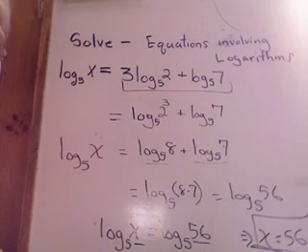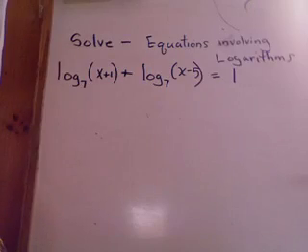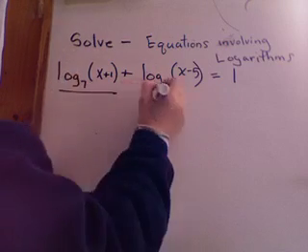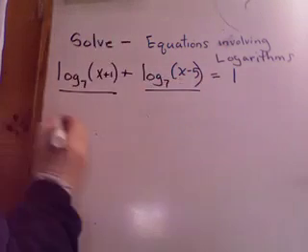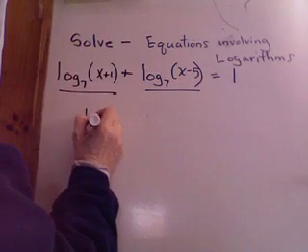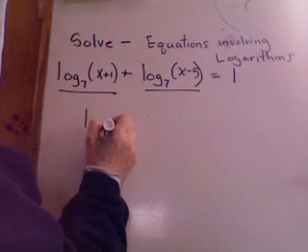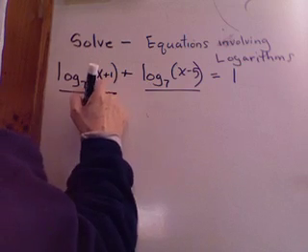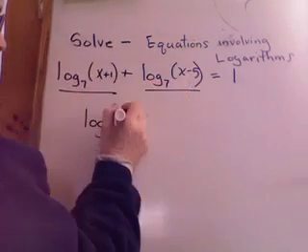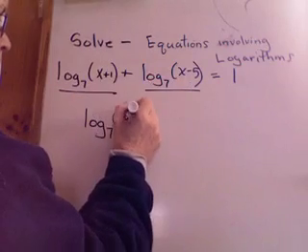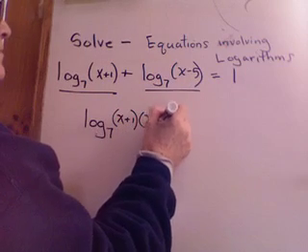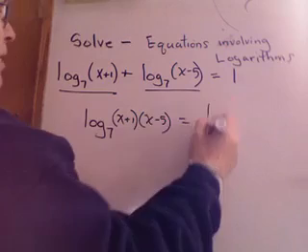Let's do one more. So, solving this problem, the first thing I might want to do is combine these two logarithms to be one logarithm. So, that's the mn rule. So log base 7 of m plus n, I multiply them. So x plus 1 times x minus 5 equals 1.